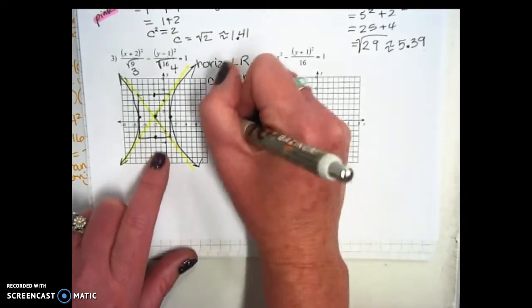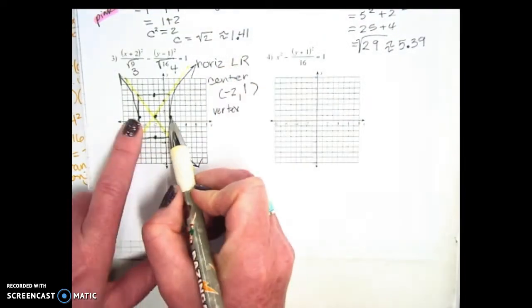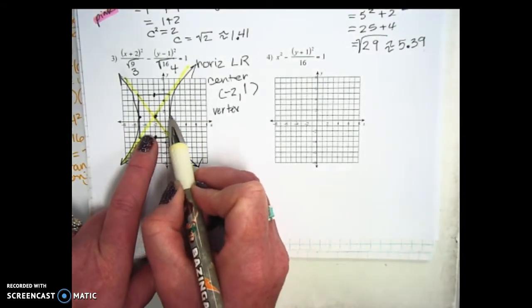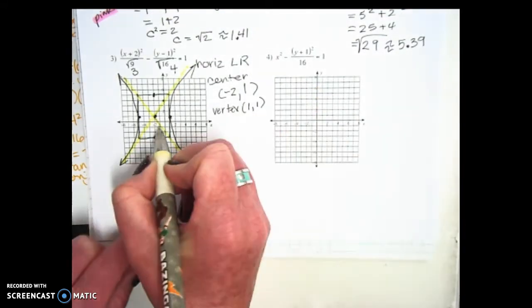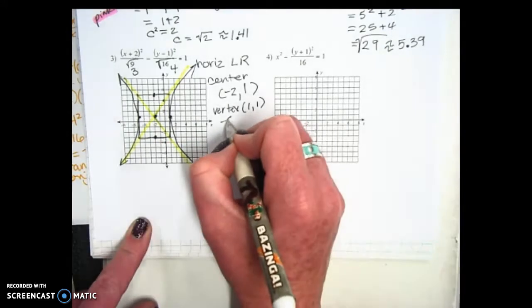And then you're going to write your vertex points down. You should have one on the right and one on the left. So this one is at +1, +1, so 1, 1. And then this one is at 1, 2, 3, 4, 5, so -5, +1.